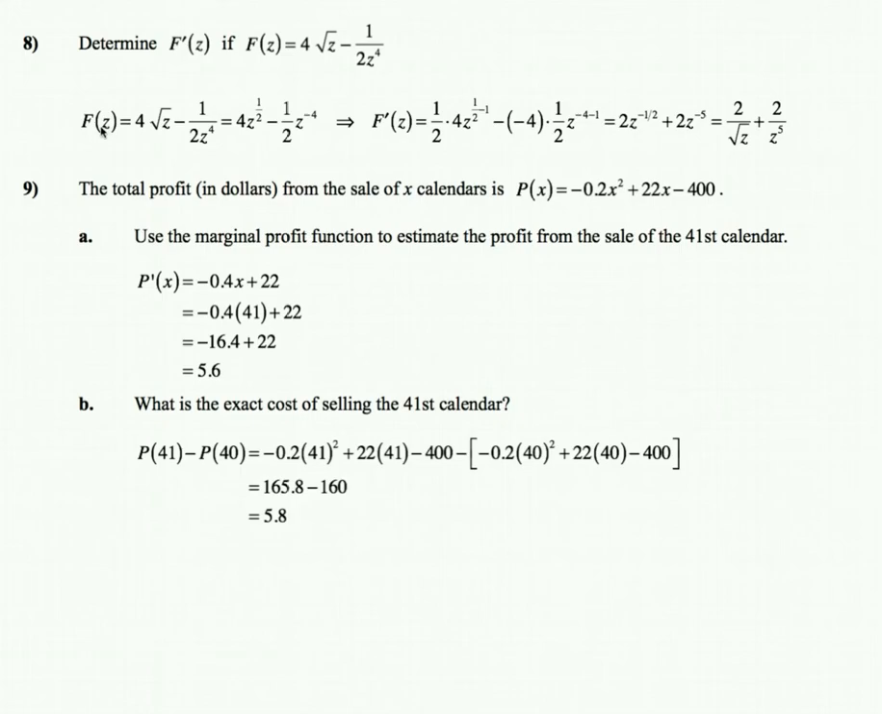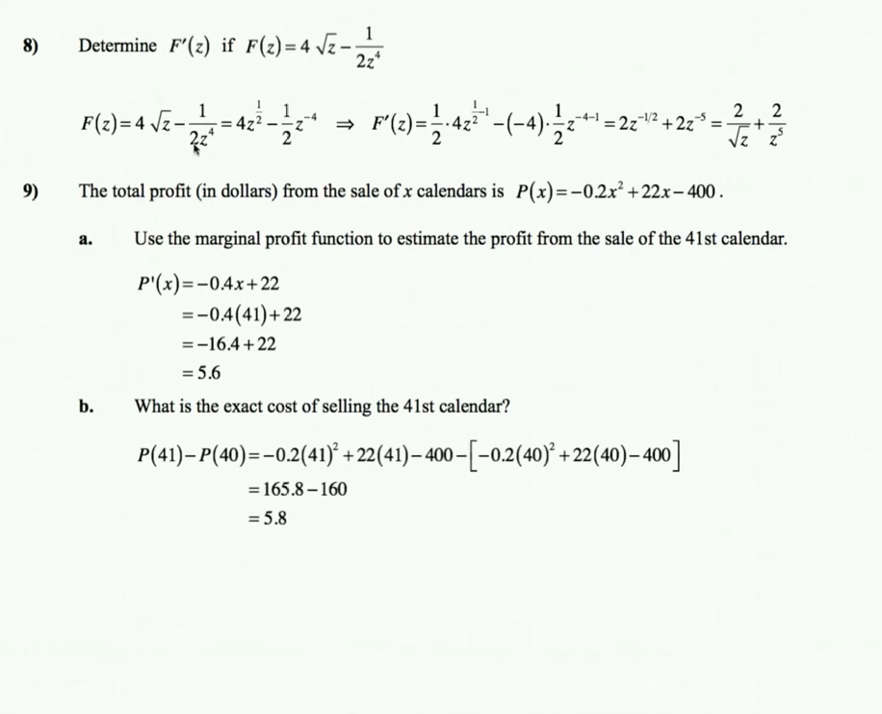We have a function here, f of z, and it's 4 times the square root of z minus 1 over 2 times z to the positive 4. Well, in order to apply the power rule, and that's all we need here for this question, we want to change this square root of z to z to the 1/2. So we write square root of z as z to the 1/2. And the 4 is still there, didn't go anywhere.